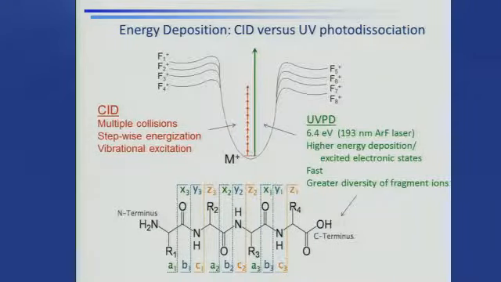With UV photodissociation, this is in many cases just a single photon event, a single step of energy, 6.4 eV, so it's significantly higher energy deposition. That can not only access excited electronic states, but there can also be internal conversion and then vibrational energy redistribution, leading to this very diverse arrangement of fragment ions, including A, B, C, and X, Y, Z ions, with cleavages at every point along the peptide backbone.